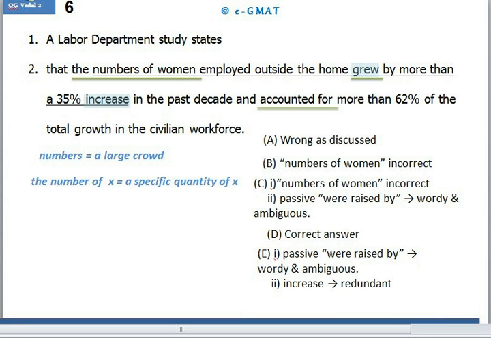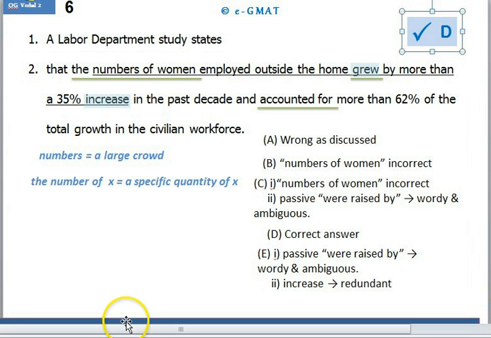In choice E, we again have the same error of was raised, the passive voice, which makes the choice wordy and ambiguous, and along with raised, increase has also been used. Raised and increase mean the same thing, so increase becomes redundant here. So as we discussed, choice D is the correct answer for this sentence.